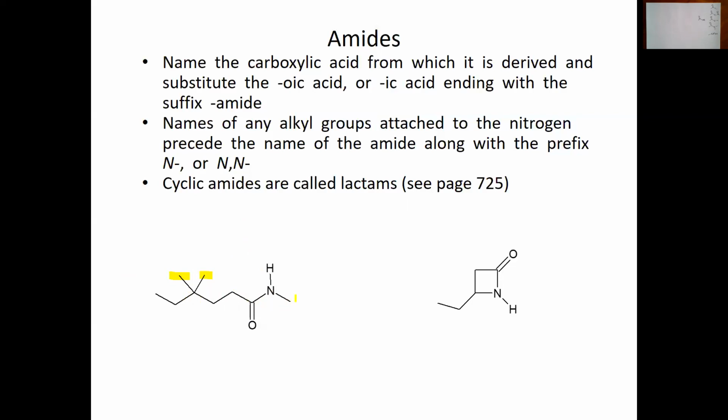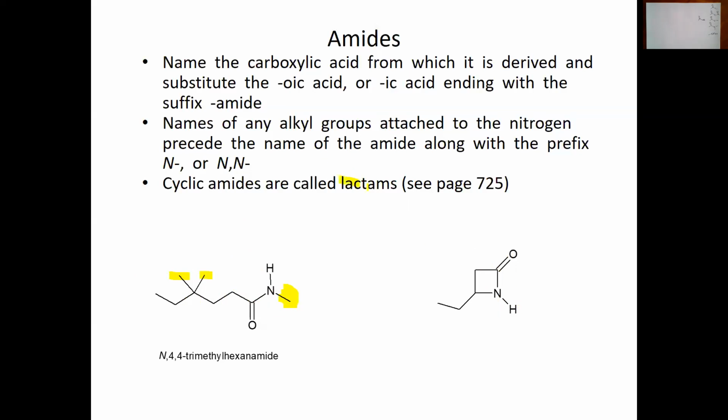But wait, there's a carbon group on my nitrogen over here, and that has to be named also. So it becomes N,4,4-trimethyl hexanamide. Yep. All right, over here is a cyclic amide.